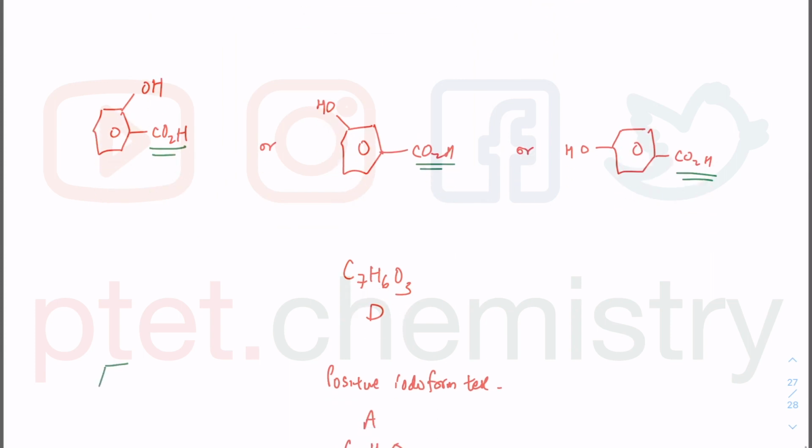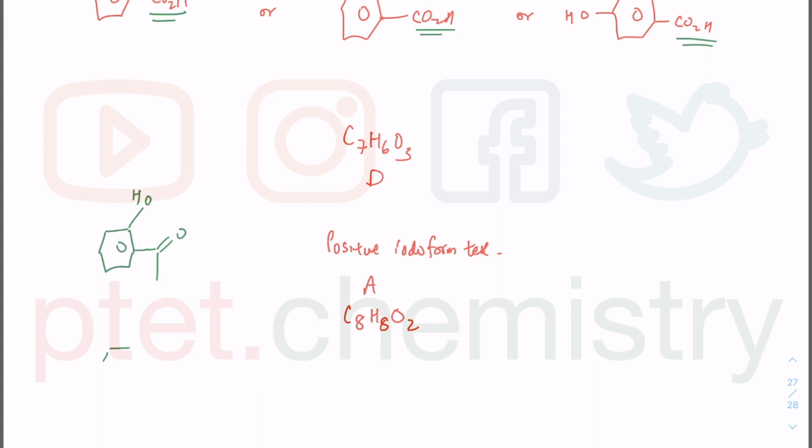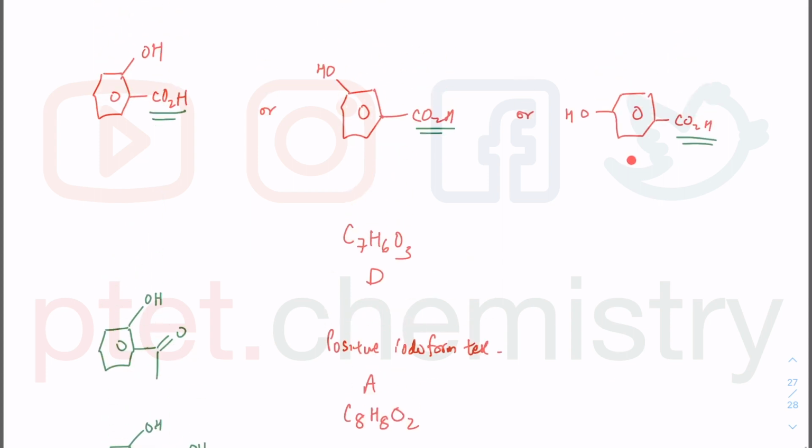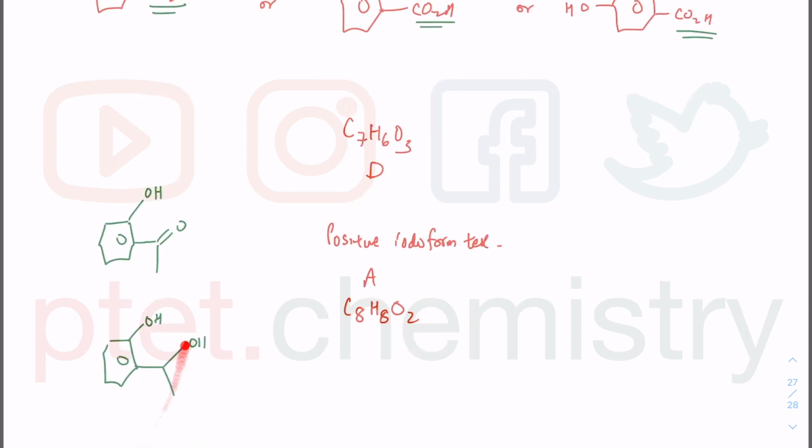So perhaps I am looking at CH3CO like this, or could I be looking at CH3CHOH? So it depends on which one we are looking at. Are we looking at CH3CO or CH3CHOH? I don't want to draw these first, because I just want to work out the identity of A first. Is it going to be this alcohol? Is it going to be this ketone here?